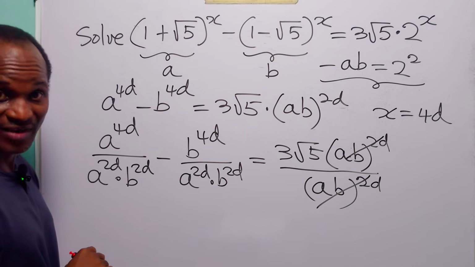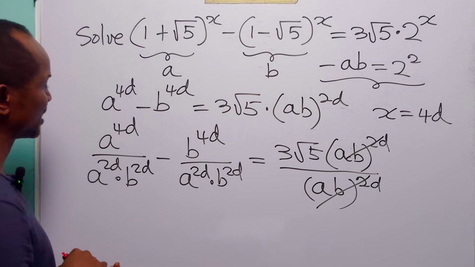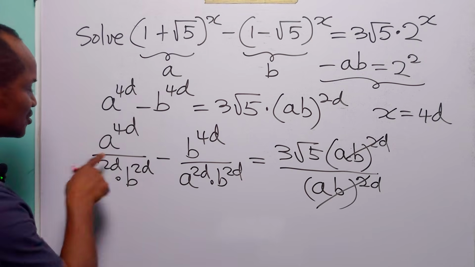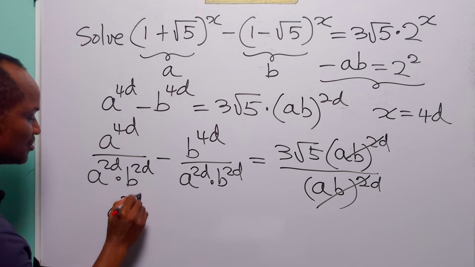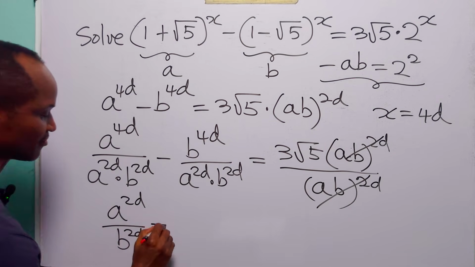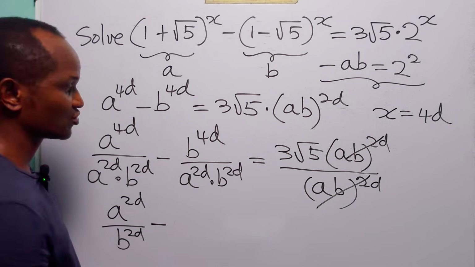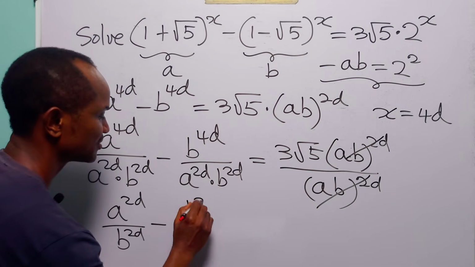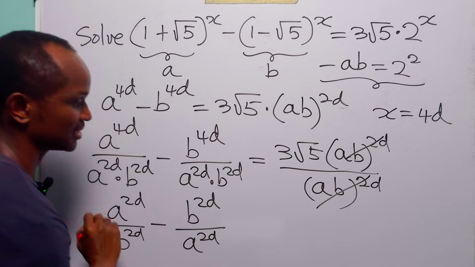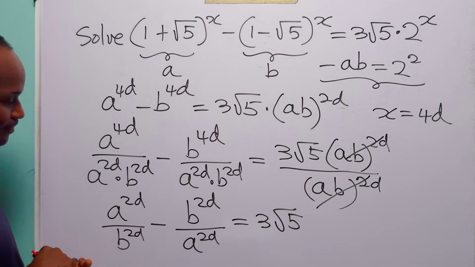Now, you know that when we divide two numbers with the same base, all we have to do is to subtract their exponents. Now, 4d minus 2d is going to give us 2d. So here we have a to the power 2d over b to the power 2d minus 4d minus 2d is going to give us 2d. So here we have b to the power 2d divided by a to the power 2d. And this is equal to 3 root 5.